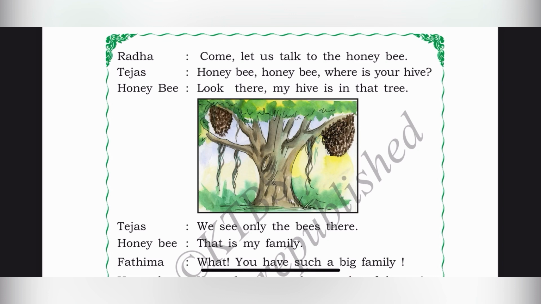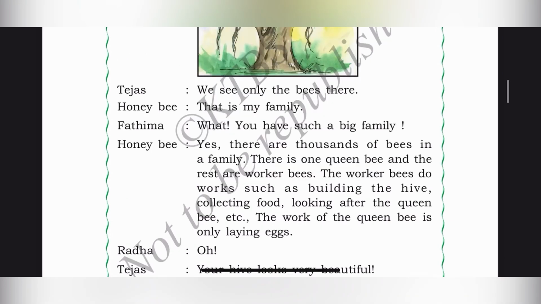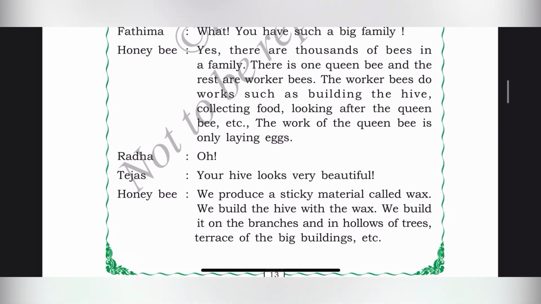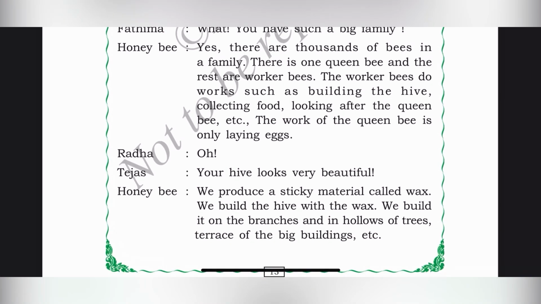So the conversation continues. Tejas: We see only the bees there. Honeybee: That is my family. Fatima: What? You have such a big family? Honeybee: Yes, there are thousands of bees in the family. There is one queen bee and the rest are worker bees. The worker bees do works such as building the hive, collecting food, looking after the queen bee, etc. The work of the queen bee is only laying eggs.